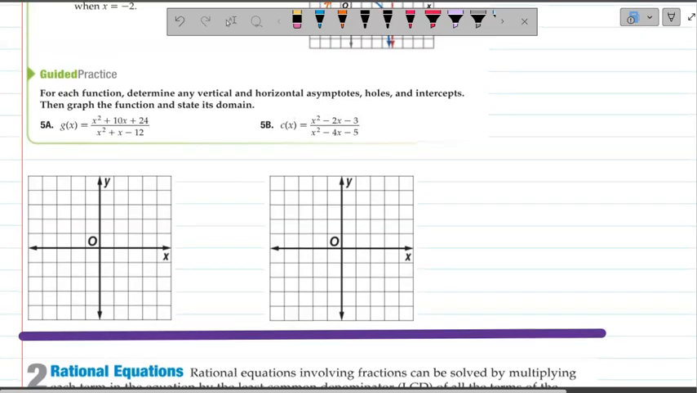Last one for this video. Go ahead and pause and try examples 5A and 5B. See how you do, and then resume the video.